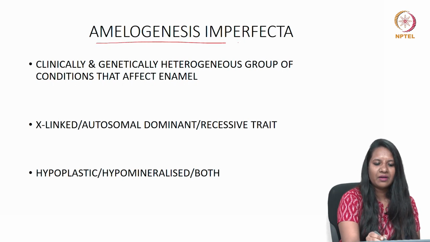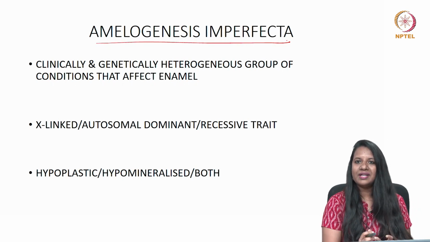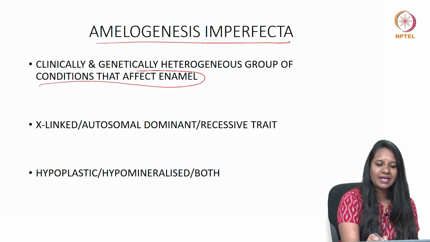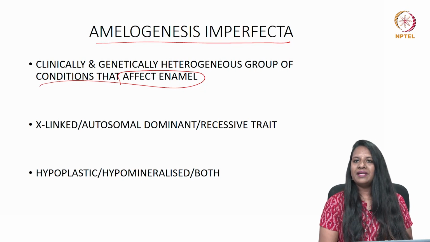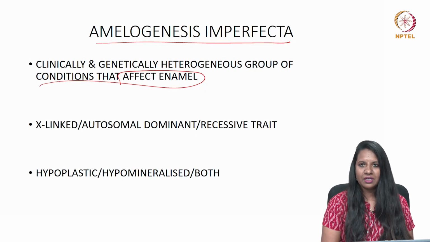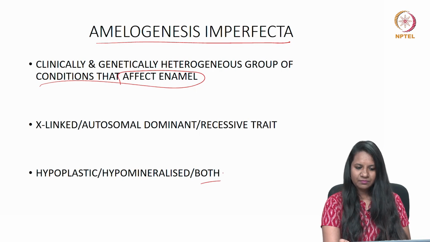Amelogenesis imperfecta, a very common term. It is nothing but a clinically and genetically heterogeneous group of conditions that affect enamel. It could be an X-linked, dominant or recessive trait. So, the trait could be hypoplastic or hypomineralized, or it might have both.